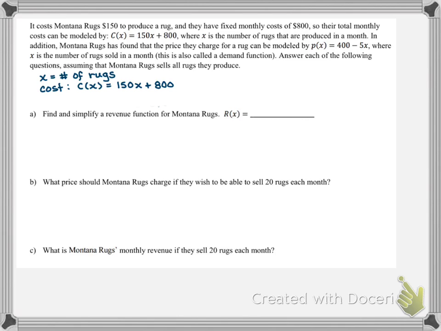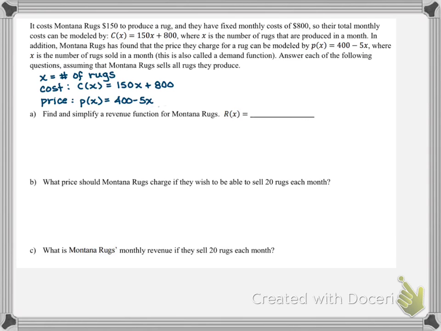And then we're told that in addition, Montana Rugs has found that the price they charge for a single rug can be modeled by P of X. So price is given by P of X equals 400 minus 5X.